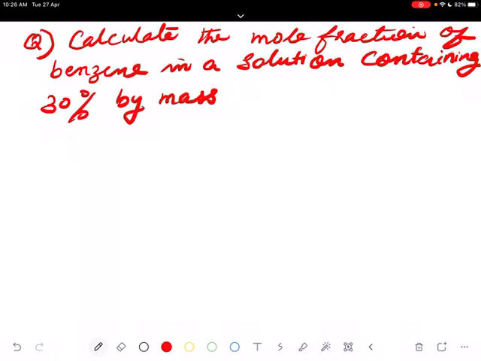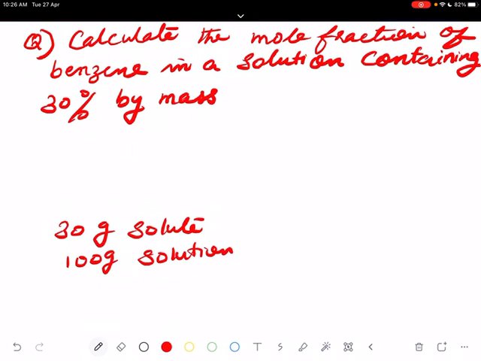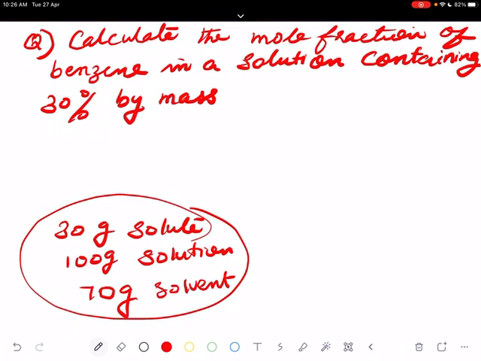30% by mass means 30 gram of the solute in 100 gram of the solution. So what is the mass of the solvent? 70 gram. 70 gram is the mass of the solvent, right? This is what is meant by 30% by mass. You have to consider 100 gram solution.